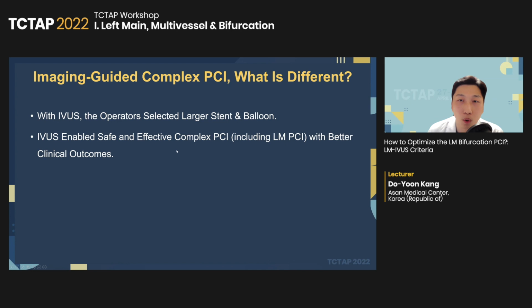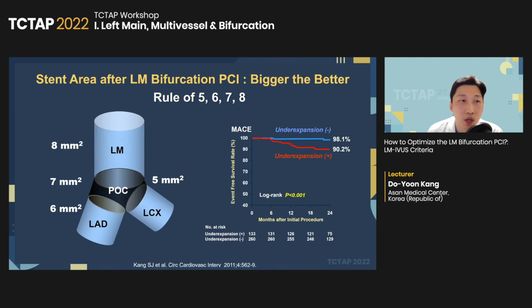Then, what would be the goal of the left main PCI under IVUS guidance? We already published the goal of the IVUS-guided left main bifurcation PCI. The bigger stent area, the rule of 5, 6, 7, 8, that means circumflex minimal stent area more than 5, and LAD more than 6, and polygonal confluence more than 7, and left main more than 8. If we achieve bigger than 5, 6, 7, 8 square millimeter, then at 2 years the MACE rate was less than 2%.